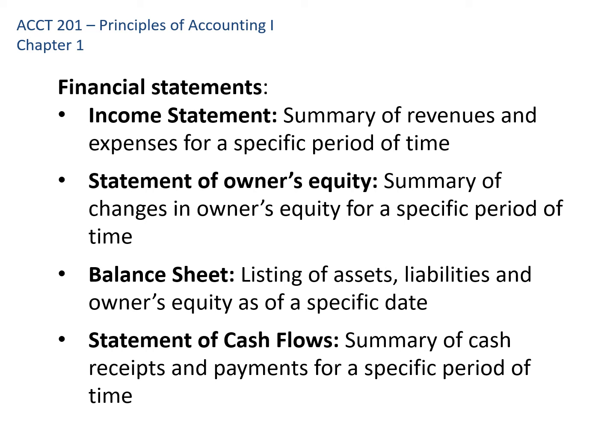The third one, the balance sheet, is a listing of basically the accounting equation. What are all the assets the business owns? What are all the liabilities that it owes? And what's the owner's equity as of a specific date? So this isn't over a period of time. This is as of a date. What is the picture? And then lastly, the statement of cash flows, that shows where cash came from and where cash went to during a period of time.